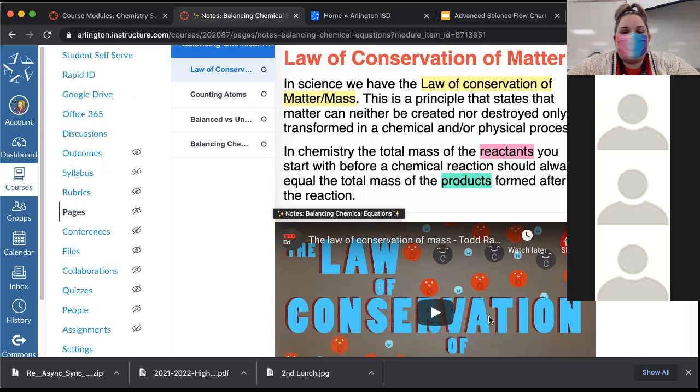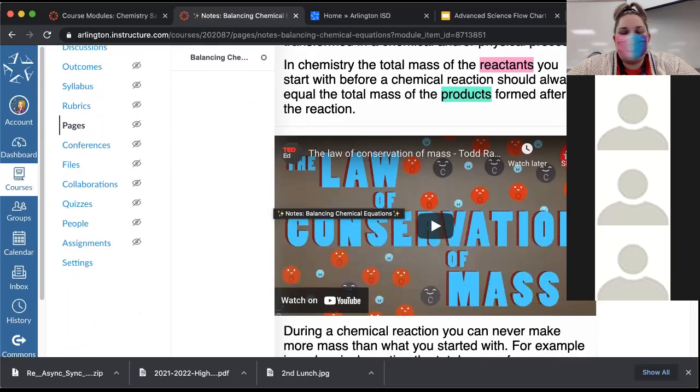And so there's a little video here that you can watch that's really good because it has visuals of some different atoms and then they form molecules. It shows that if these are the reactants, then all the atoms do is their bonds are going to break and they're going to rearrange and form new elements and compounds on the product side.